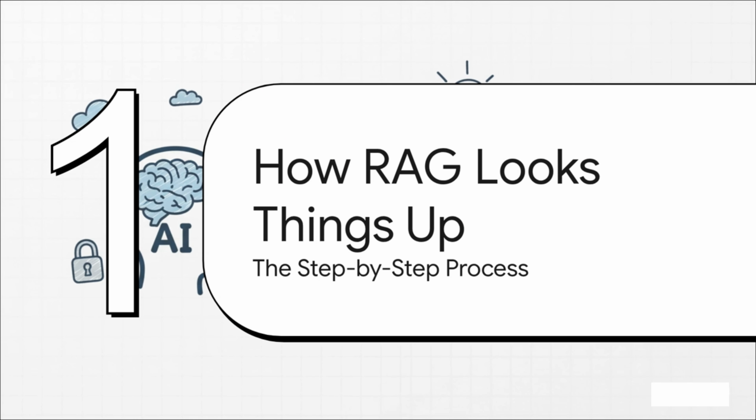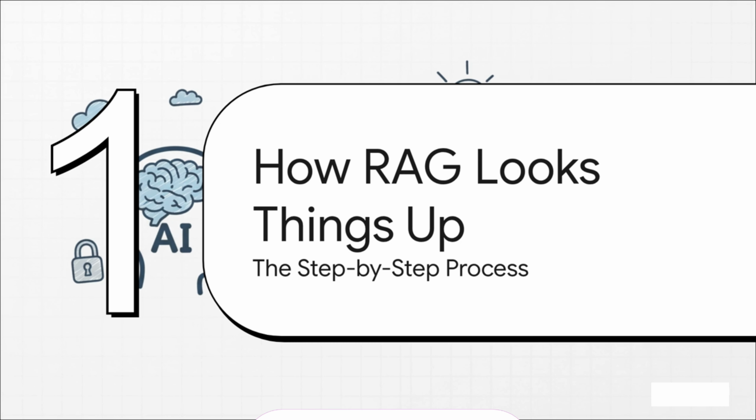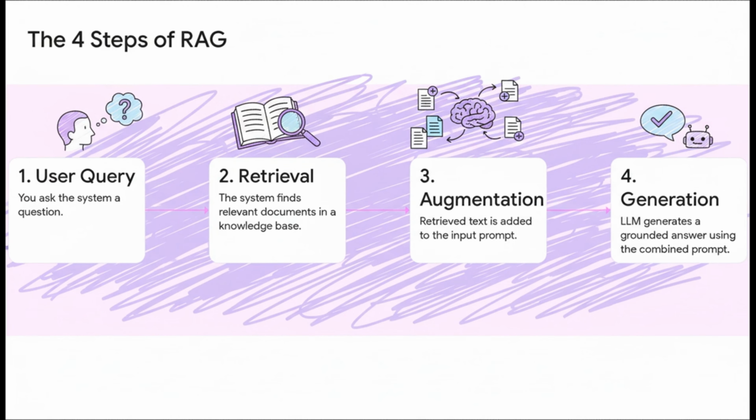So what does this whole looking things up process actually look like? Well, it's not just a quick Google search. It's a really precise, intelligent 4-step dance. It all happens in 4 logical steps. First, it starts with your question. Then, the system instantly searches a specific knowledge base, not the whole internet, to retrieve only the most relevant snippets of text. Now, here's the really clever part. It then augments your original question by pasting that new context right into the prompt. And only then does the LLM even see it and generate an answer that's now grounded in real, verifiable facts.